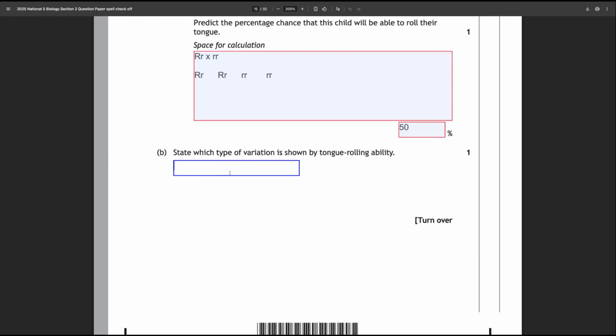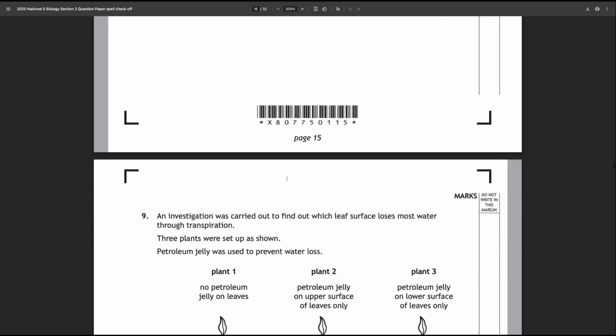Okay, and the last question here, state which type of variation is shown by tongue rolling ability. With tongue rolling, you can either roll your tongue or you can't roll your tongue. Okay, so there are 2 options there, which means that has to be discrete variation. Remember, distinct groups, distinct categories. You either roll your tongue or you don't roll your tongue. If it was continuous, we would see a wide range of values from a minimum to a maximum. But for discrete, we're looking for distinct groups, i.e. the ability to roll your tongue or not.